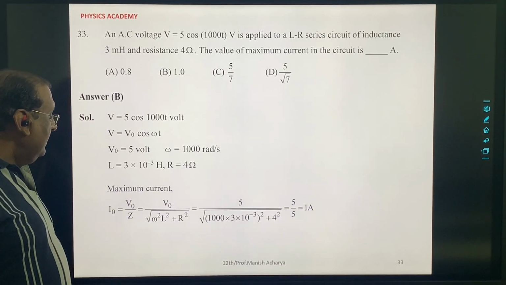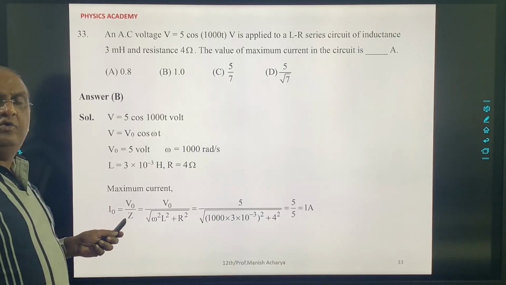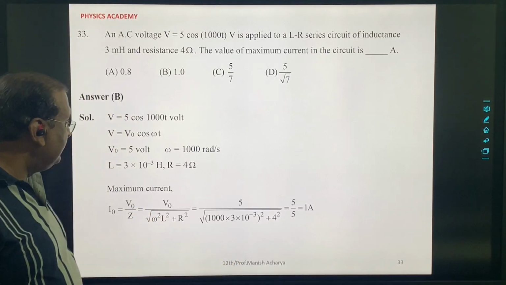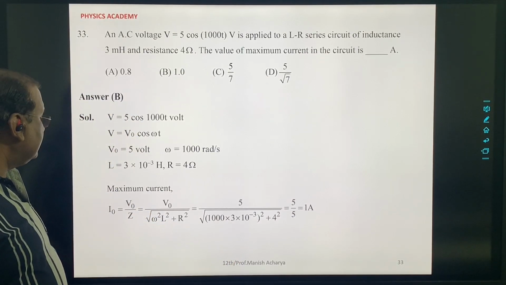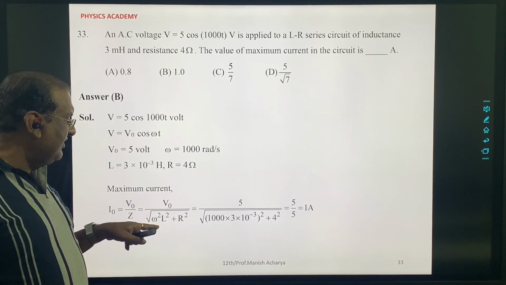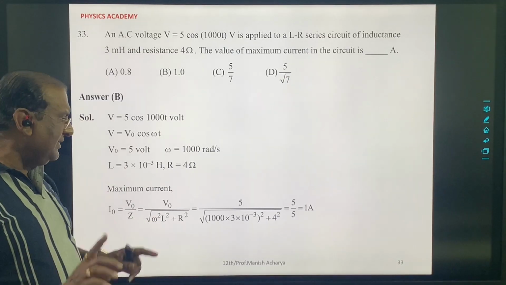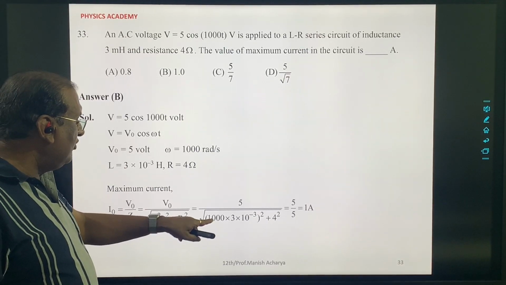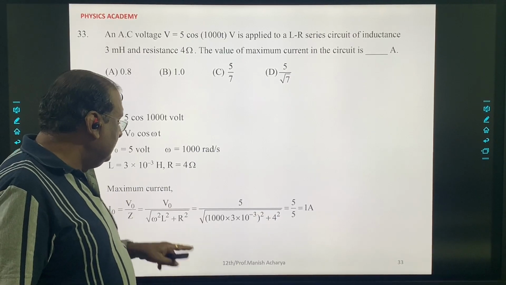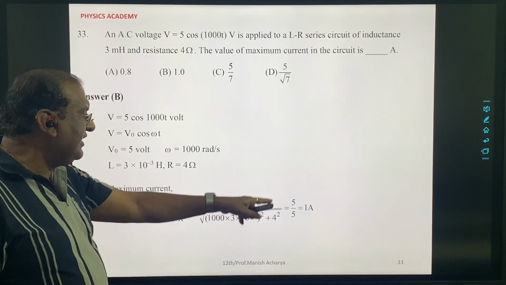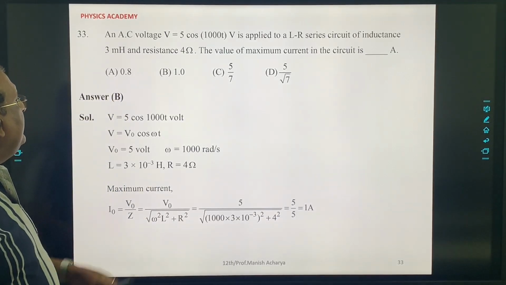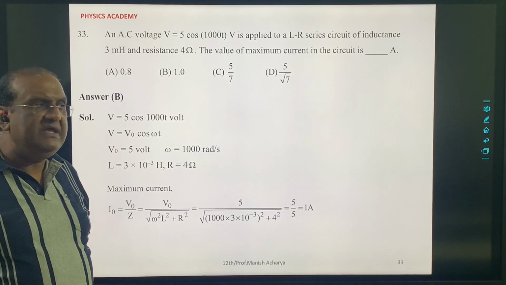Now maximum current I0 is V0 by Z. What is Z? This one is a series LR circuit. It implies that for a series LR circuit, Z is the square root of (omega square L square plus R square), or we can write (omega L) whole square plus R square. Substitute the value of omega 1000, L 3 into 10 raised to minus 3, whole square, plus resistance R which is 4 square. V0 is 5, so finally you will get the answer 1 ampere, so your answer is B.